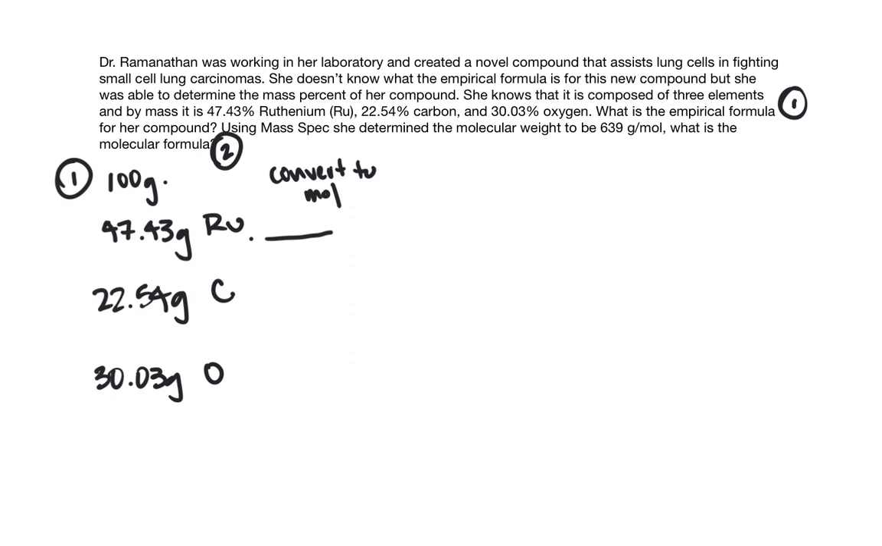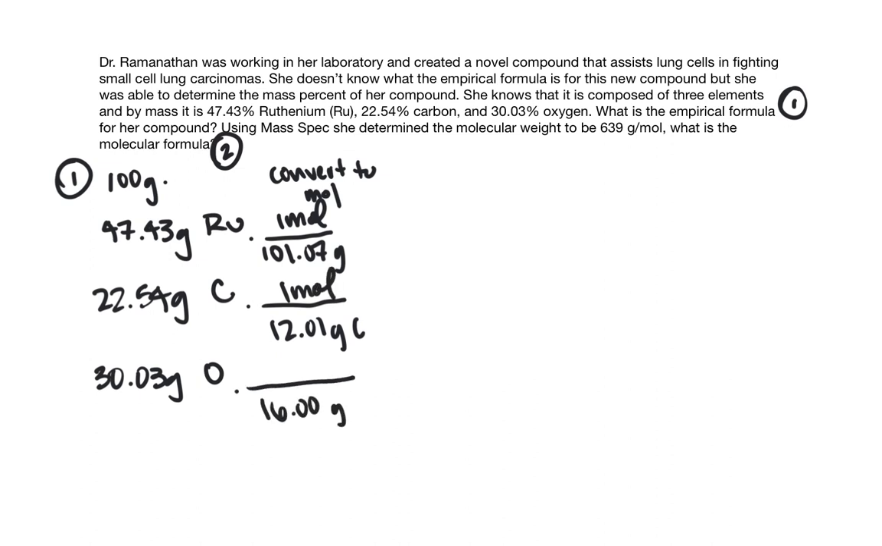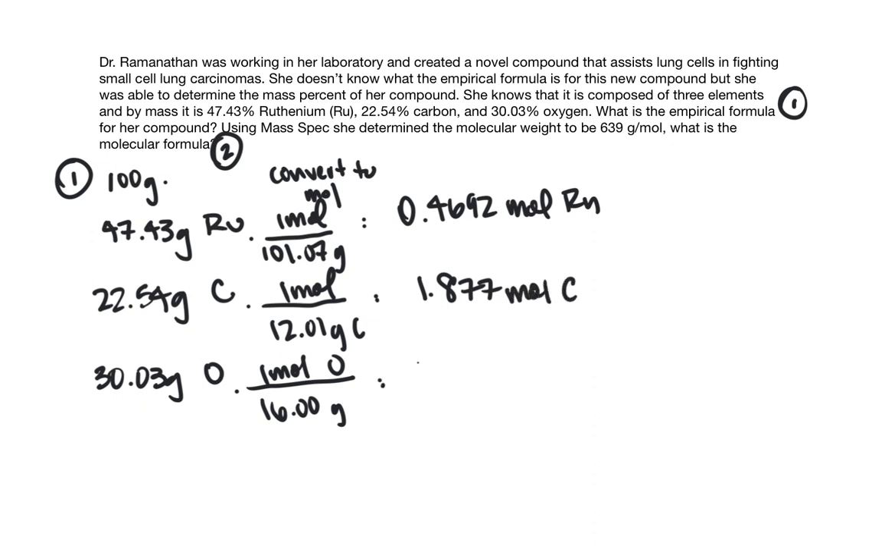We're going to divide by the molar mass, which is 101.07 grams in 1 mole. We're going to divide by 12.01 grams of carbon in 1 mole of carbon. And then we're going to divide by 16 grams in 1 mole of oxygen. So we have 0.4692 moles of ruthenium. We have 1.877 moles of carbon. And then we have 1.877 moles of oxygen. These are not whole numbers.